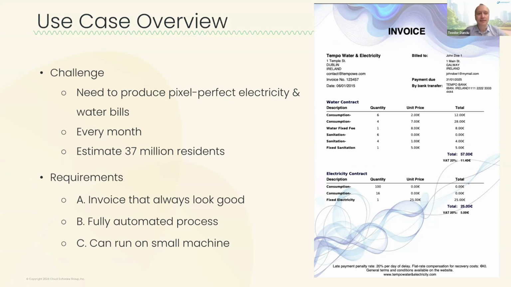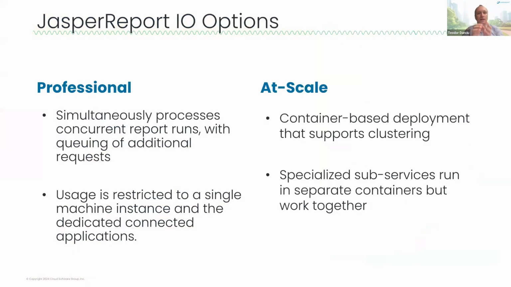Yeah, let's go at scale. What we've seen here is one type of distribution of JasperReports IO. We call it the professional distribution. Basically, it's a single web application that runs as a service on port 8080, like Raphael showed. It's a small Jetty server that you can boost memory to and put on a stronger machine, but it doesn't scale. It's just a single machine.